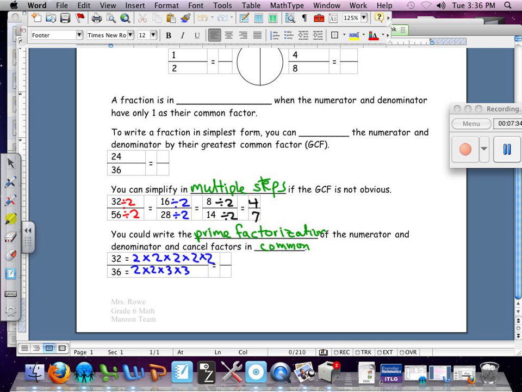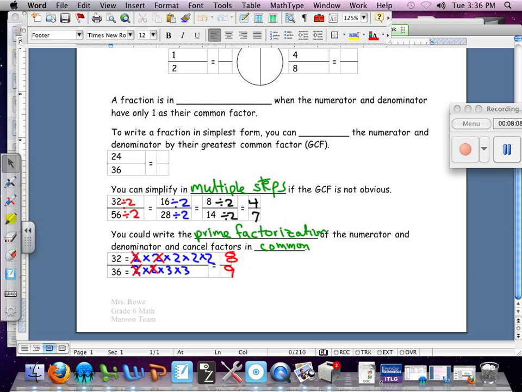So essentially this prime factorization method, you look at it and you go, let's see. I could divide a 2 out of the top and a 2 out of the bottom. I could divide a second 2 out of the top and a second 2 out of the bottom. But that's the only things they have in common. So what I have left is 2 times 2 times 2 on the top, which is 8, and 3 times 3 on the bottom, which is 9. So 32 over 36 is equivalent to 8/9. It's simplified or put in reduced terms to 8/9. And that's how you would use the prime factorization method.